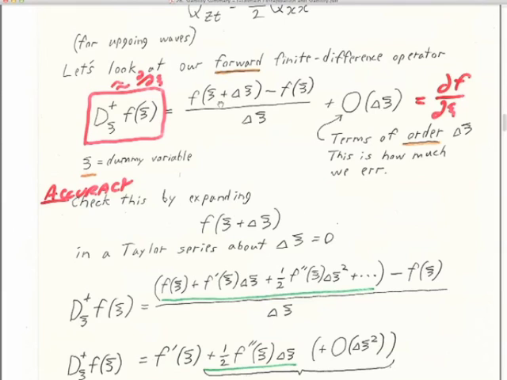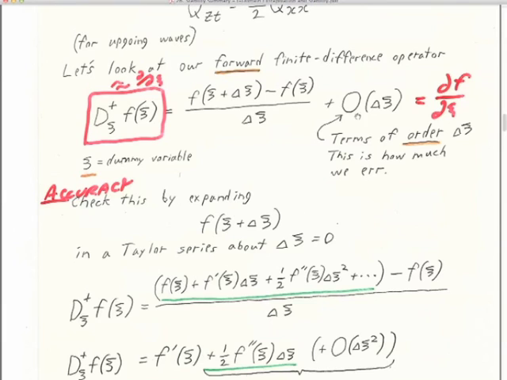All right, so the difference operator, let's define D plus zeta as the function f at zeta plus delta zeta, minus the function f at zeta, divided by delta zeta. Okay, that's going to be an approximation to the derivative df d zeta.